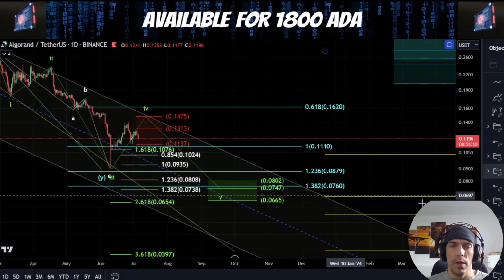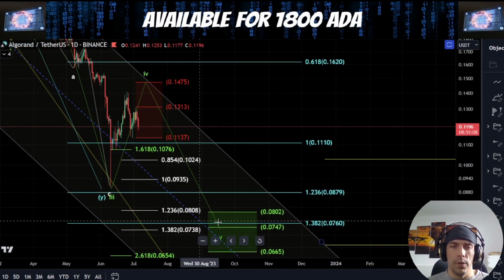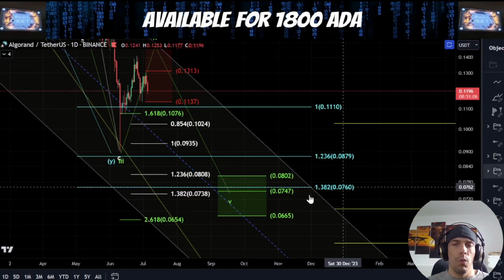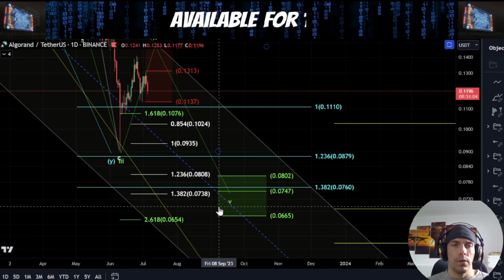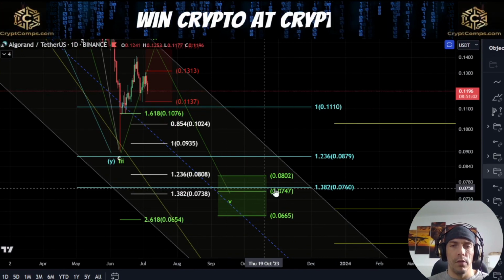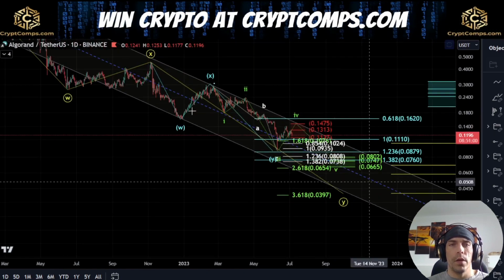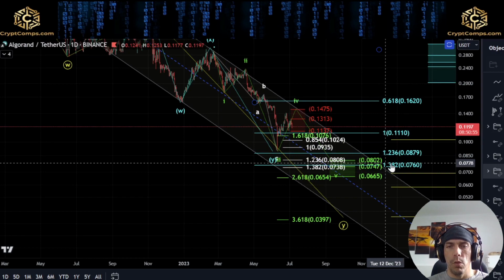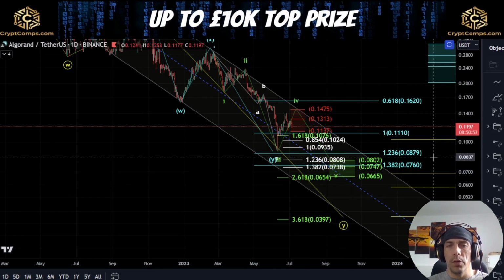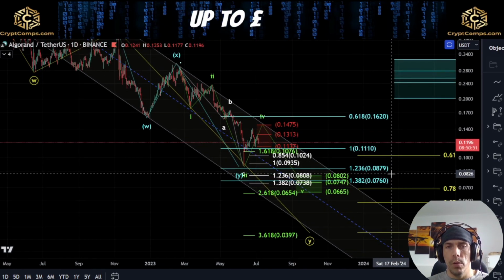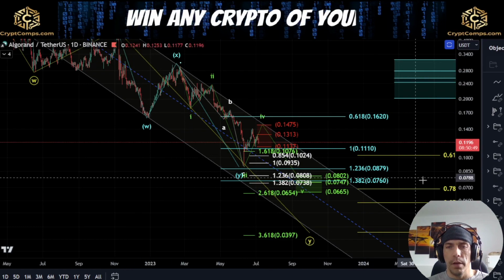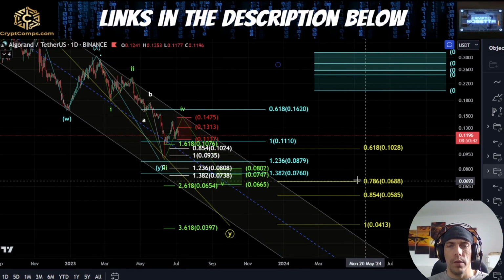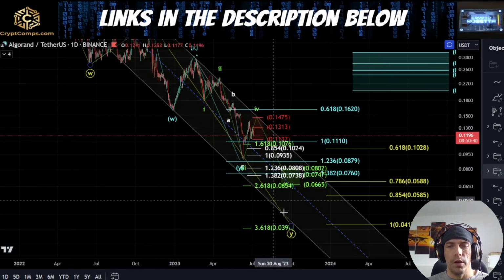Now, if we are looking at this rather as a corrective structure, what we could then argue is that by moving down into this fifth wave target, we would be moving into this zone here, which would be this 1382 of this move up here. So this is W, X, and Y. That would move us down towards this 1382 in the center of this box level, which would also align with coming back down here into the 0.786 of this W wave.